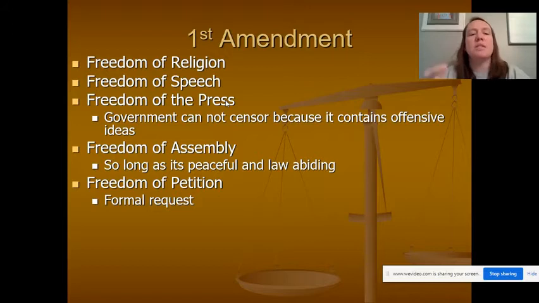Freedom of assembly, if you assemble, that means you go together. So this is the freedom to get into a group. So we think of protests, marches, stuff like that. Now you have to obey the law. You know what I'm saying? You can't just turn it into a riot and vandalize cars and buildings or anything crazy, set stuff on fire. You can't do that. That's breaking the law. But as long as you're peaceful and you're law abiding, they can't tell you to go home. You can get into a group.